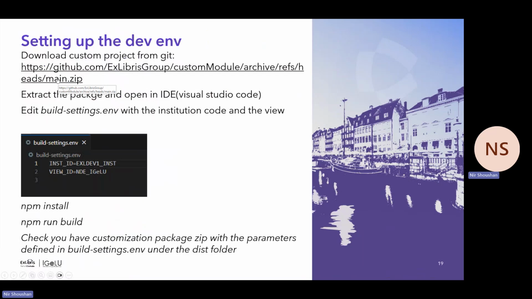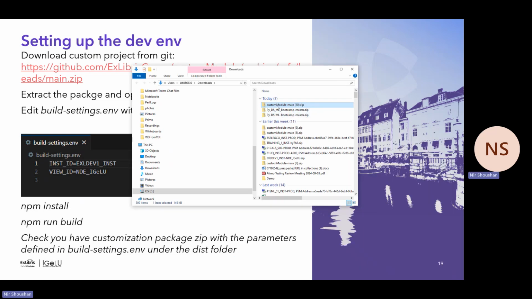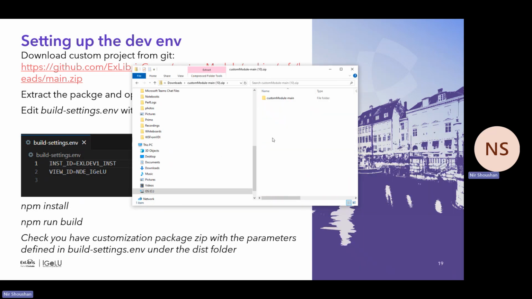So this is from this link. Let me press the link, and we will see. Pressing the link will download the file from Git. Let me show you the file. Okay, so there it is, custom module main, and this is all the files for the customization package that we will need in our working environment.